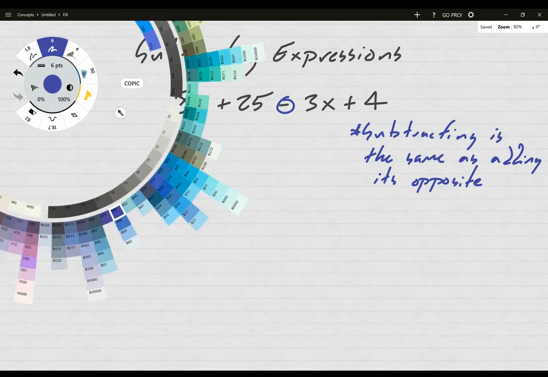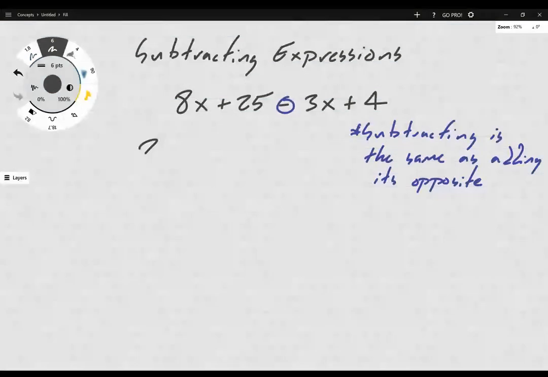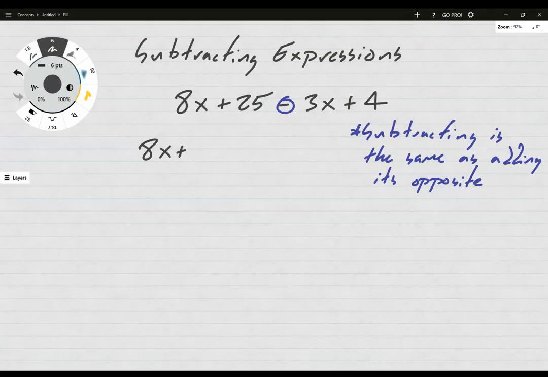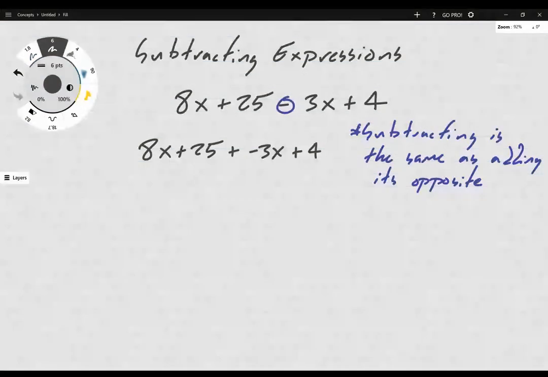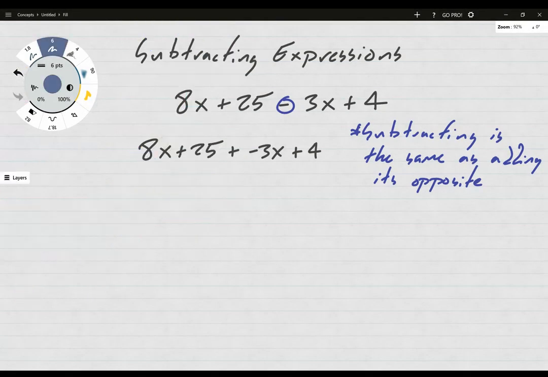So what this is actually going to turn into, now I'm going to have 8x plus 25 subtracting a positive is the same as adding a negative 3x. Now all of my signs are addition. Adding, adding, adding. I have a positive 8x, positive 25, a negative 3x, and a positive 4.